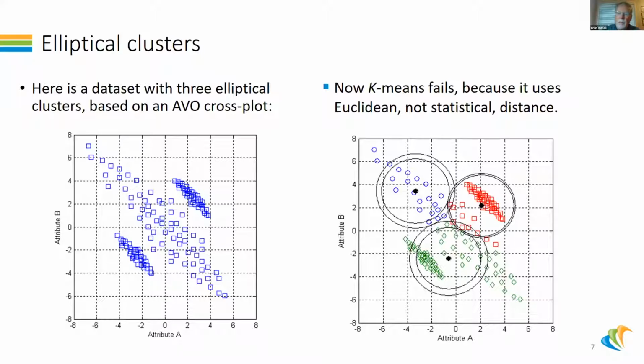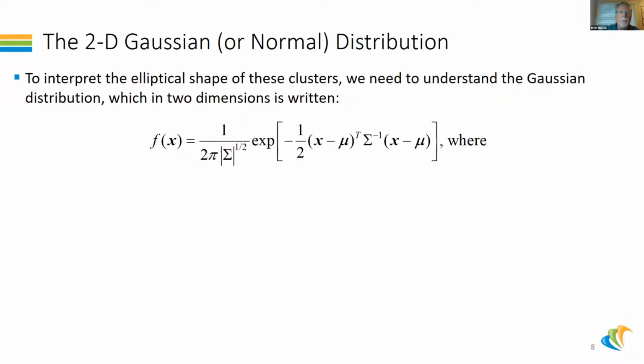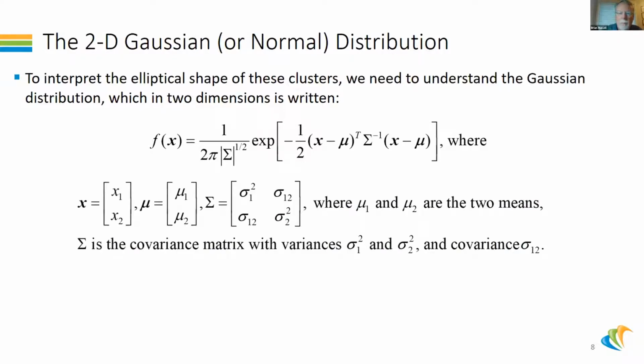So my thought at the time was, let's use statistical distance. What I mean by statistical distance is, if you look at the Gaussian distribution, which you're probably all familiar with, where in this case sigma is the covariance matrix and mu are the means, you've got the inverse covariance matrix in there.